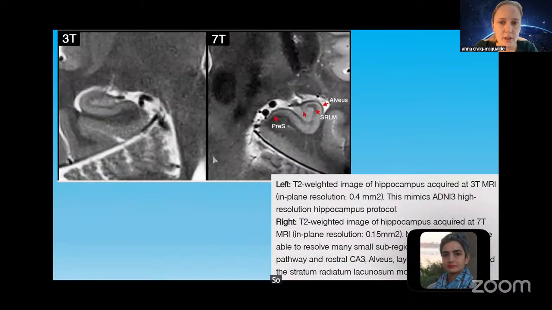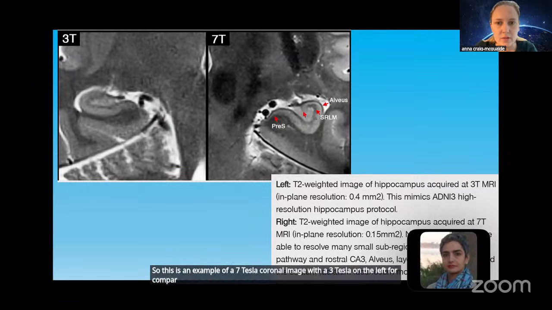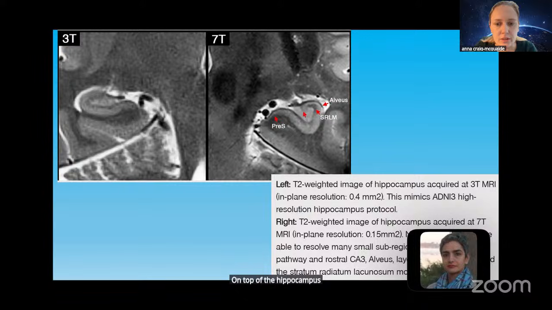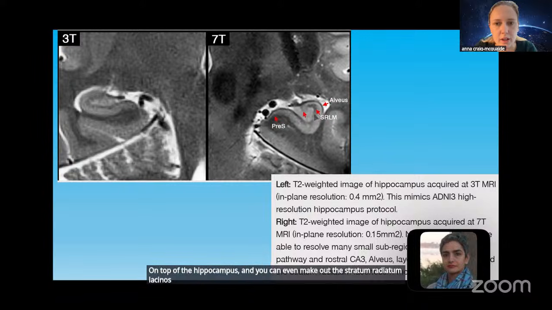So this is an example of a 7 Tesla coronal image with 3 Tesla on the left for comparison. You can see that on 7 Tesla, you can see the beautiful dark, hyperintense myelinated white matter of the alveus sitting there on top of the hippocampus. And you can even make out the stratum radiatum lacunosum moleculare here, which we know is a good biomarker for early Alzheimer's disease.